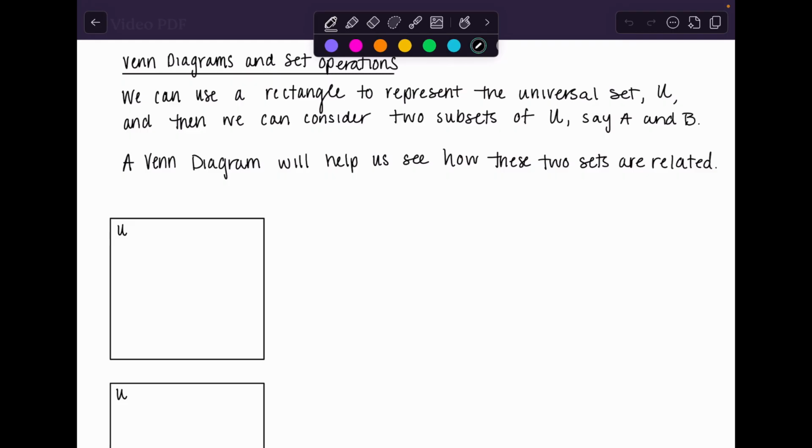So we're going to use a rectangle to represent our universal set. So this is going to be all of the elements I'm considering for a problem, and they need to find a place in my Venn diagram. So you'll see a box always, and then this is where we use that U to say, here's everything I'm considering for this particular problem. Now we're going to have two subsets, A and B, which are just going to be selections from U. Okay? A Venn diagram is going to be really helpful to determine how they're related.